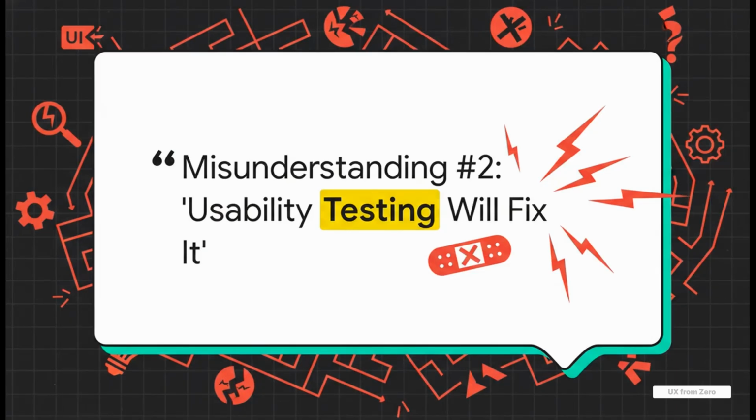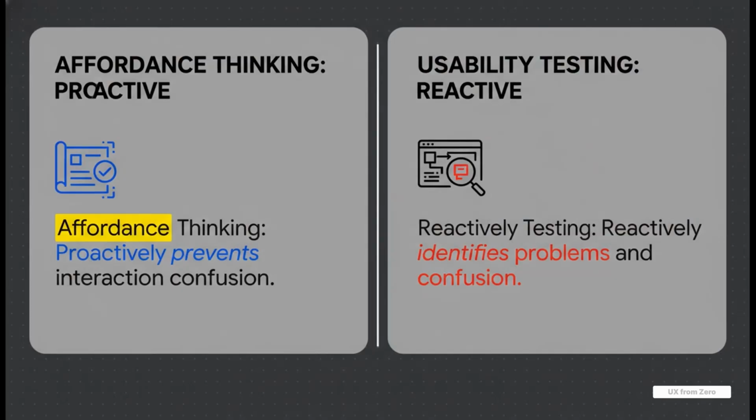And that brings us to myth number two. The idea that, don't worry about it, usability testing will catch it. It's this belief that we can just design whatever and then let users tell us what's broken later. But that's getting it completely backwards. Think of it like this. Good affordance thinking is proactive. It prevents these basic problems from ever happening in the first place. Usability testing is reactive. It's great for finding issues, sure, but you shouldn't need a formal test to tell you that nobody can figure out how to click your Buy Now button.